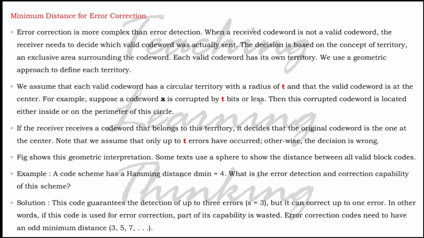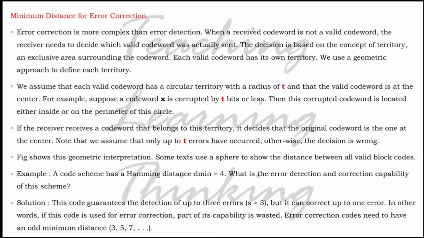For example, a code scheme has a Hamming distance dmin equal to 4. What is the error detection and correction capability of the scheme? Solution: the code guarantees the detection of up to 3 errors because dmin is 4, but it can correct only up to 1 error. In other words, if the code uses error correction, part of its capability is wasted. So error correction codes need to have an odd minimum distance: 3, 5, 7.